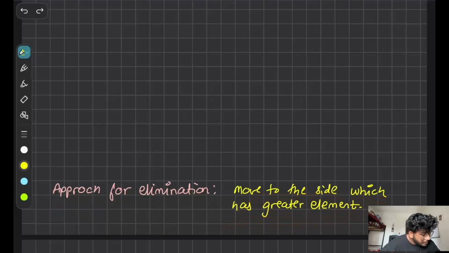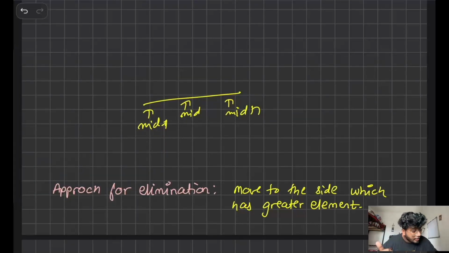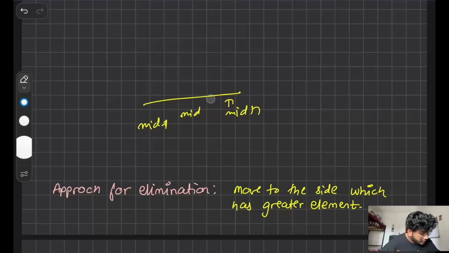So I'm saying that if this is my mid, this is my mid plus 1, and this is my mid minus 1. If nums of mid is not my peak, I will move to the side which has greater element. Basically, if nums of mid plus 1 is greater than nums of mid, then I would move to mid plus 1. And if the number present at mid minus 1 is greater than the number present at mid, then I'll move to the mid minus 1 side. Why? We will understand this by casework. So let's do the casework.